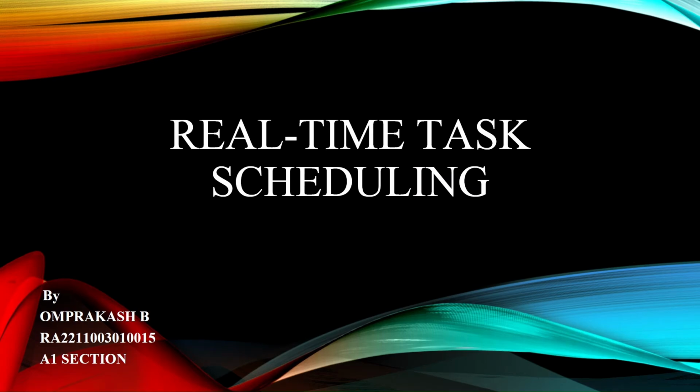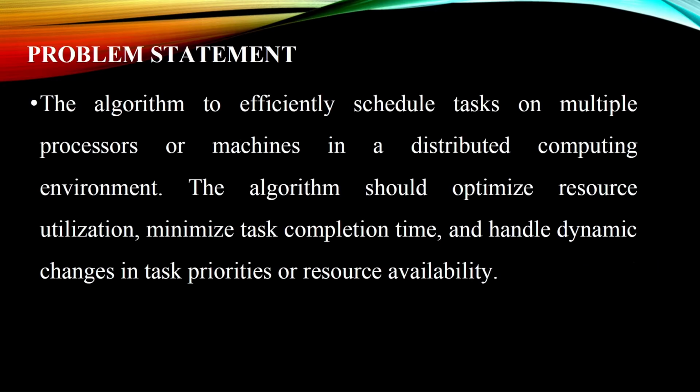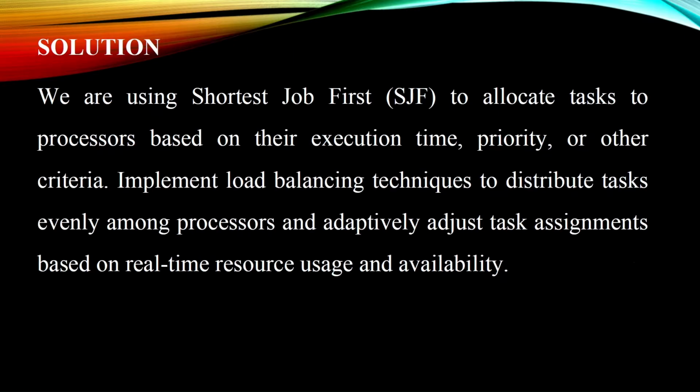So today we are going to discuss an algorithm based on real-time task scheduling. So the problem statement: the algorithm to efficiently schedule tasks on multiple processes or machines in a distributed computing environment. The algorithm should optimize resource utilization, minimize task completion time, and handle dynamic changes in the task priorities or resource availability. So which algorithm are we going to use?